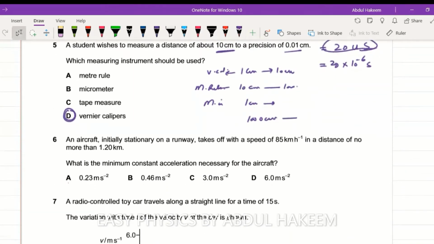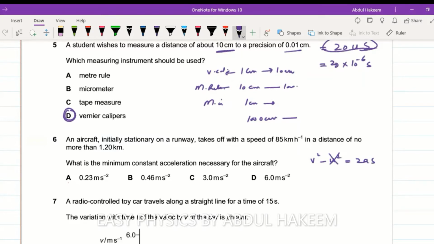Next, an aircraft initially stationary on the runway takes off at a speed of 85 kilometers per hour in a distance of no more than 1 kilometer. What is the minimum constant acceleration? So the equation of motion: v squared minus u squared is 2as, initial speed 0, and this final speed 85.